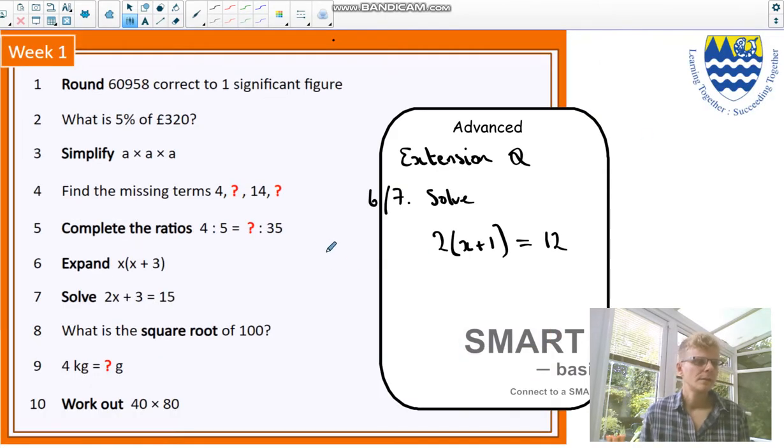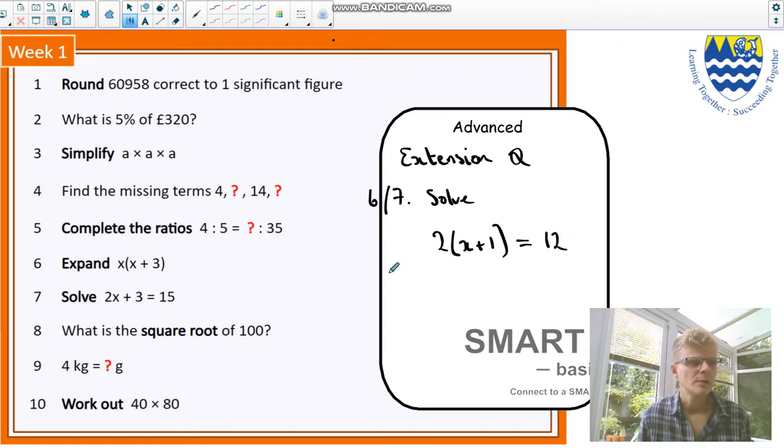Okay, so here's the extension question that I set right at the start. So solve this. So we're blending 6 and 7 together. Now, there's actually 2 ways of doing this, one marginally quicker than the other. So if we forget about the expansion that we did in question 6 to start with, and actually just consider this again as a worded question, what have we got here? Well, we're saying we've got 2 lots of, 2 times x plus 1, and that's 12.